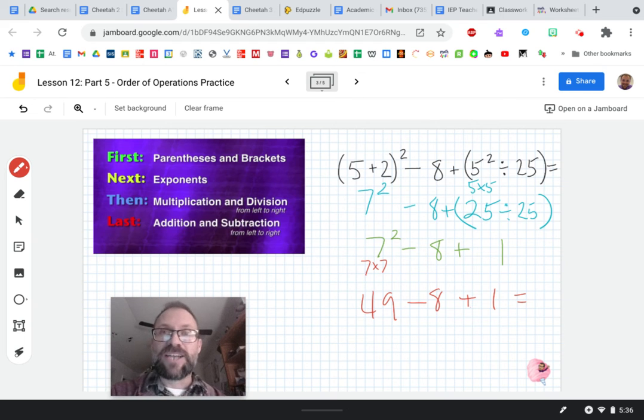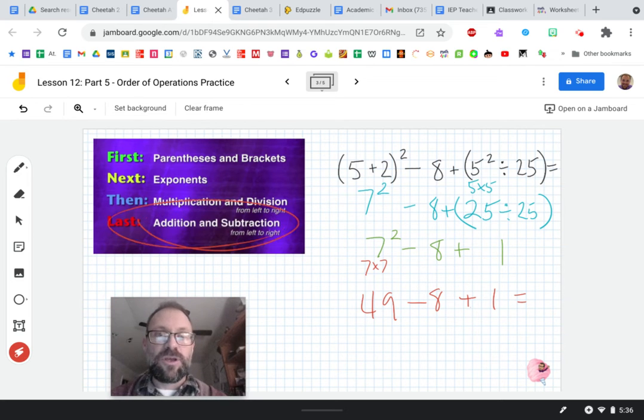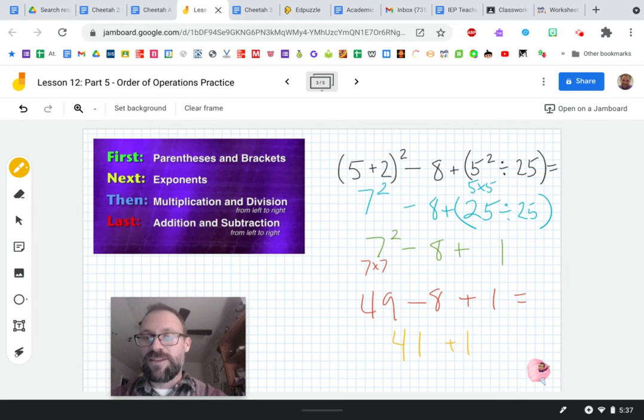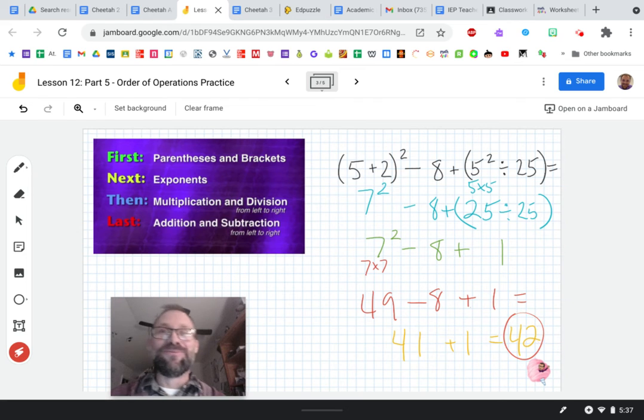And now we have subtraction and addition. What do we do first? Well, when everything is equal, we go from left to right. Let's do that. On the left, we have 49 minus 8. Let's see, 49 minus 8. That is 41. And we'll add 1 and get 42 as our final answer. So 5 plus 2 squared minus 8 plus 5 squared divided by 25 equals 42.